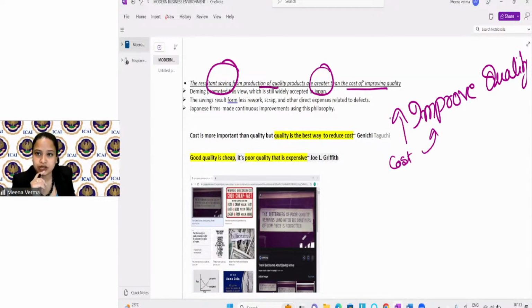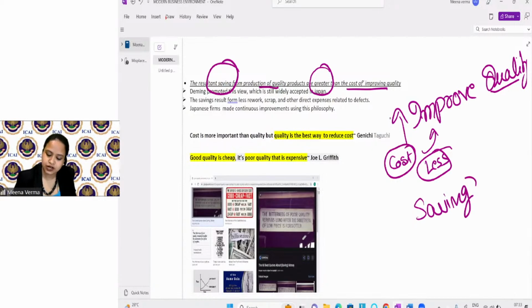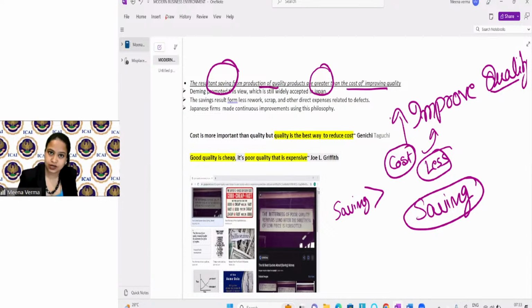to improve the quality of the product. If you have done something to improve the quality of the product and you have incurred some cost here, right, so this cost will be less as compared to the saving, since you have improved the quality of the product, it will result in some saving, right? Since you are producing always a quality product, it will result in some saving. So the saving will be high as compared to cost incurred for improving the quality, right?